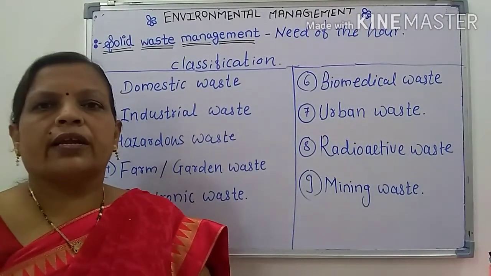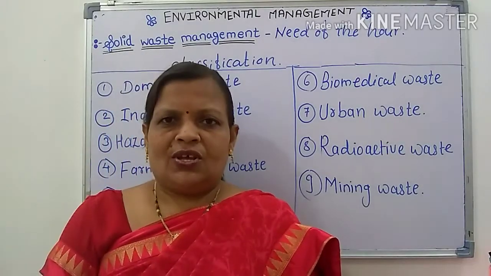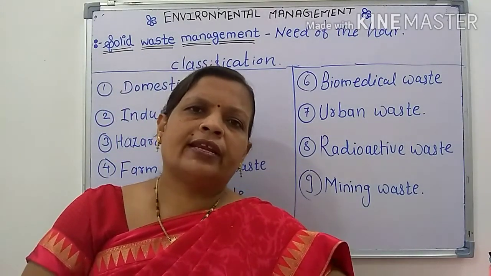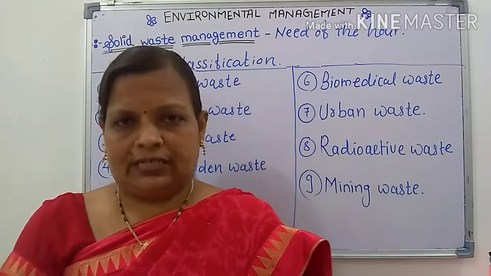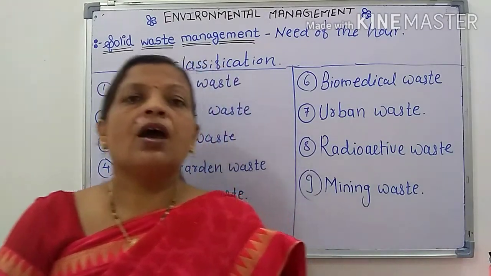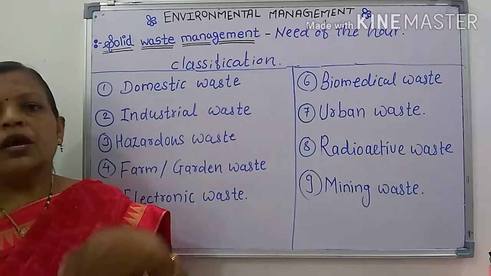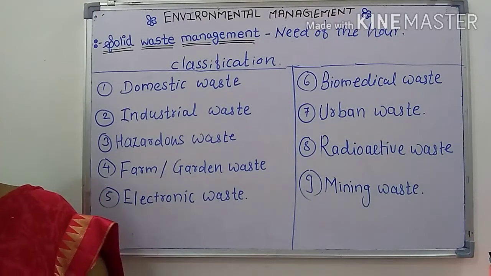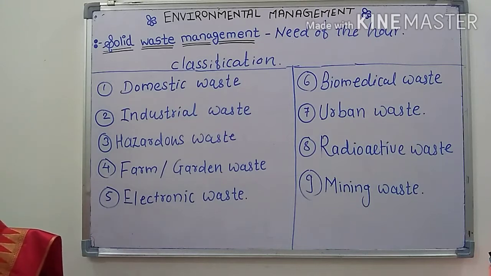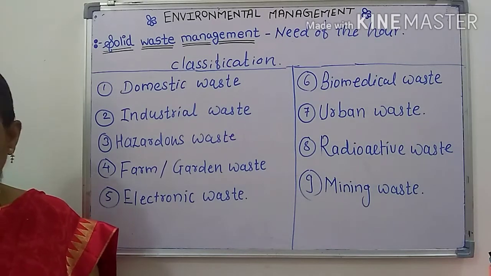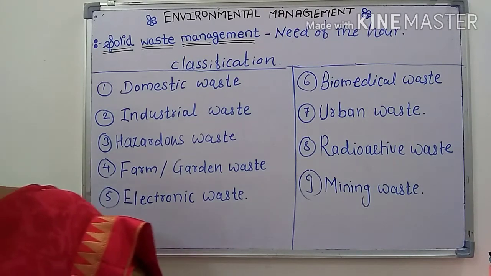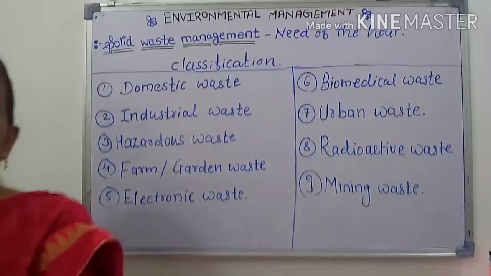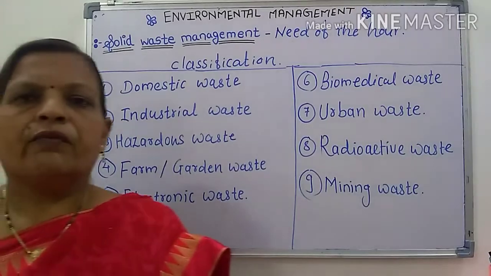The first one is the domestic waste. What would be the domestic waste? The waste which is generated from domestic activities is nothing but the domestic waste. This domestic waste includes waste food, paper, plastic bags, vegetable waste, fruit skins, glass, and sheet metal articles. These are the domestic waste.